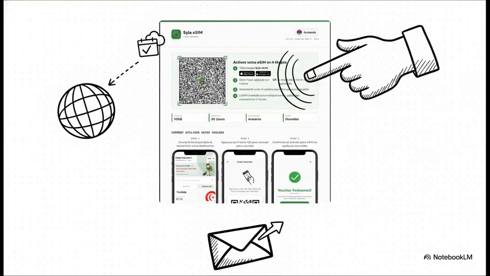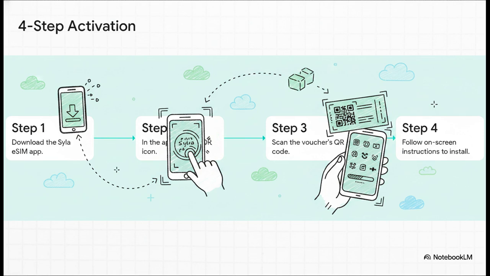And this is it. This is what they get. From your dashboard, you download and send them this nice, clean PDF. It has everything they need, nothing they don't. The country, the plan details, and right in the middle, that big, beautiful QR code. And the instructions? They honestly couldn't be any simpler. Step 1, get the app. 2, tap the QR button. 3, scan the code. And 4, just follow the prompts. And boom, they're connected. It's really that easy.